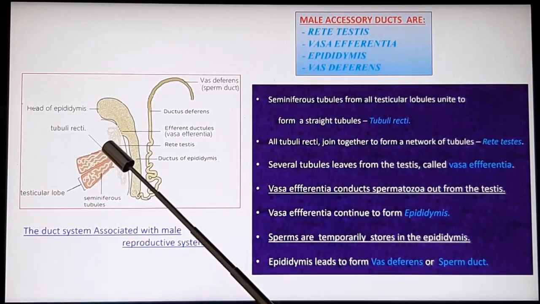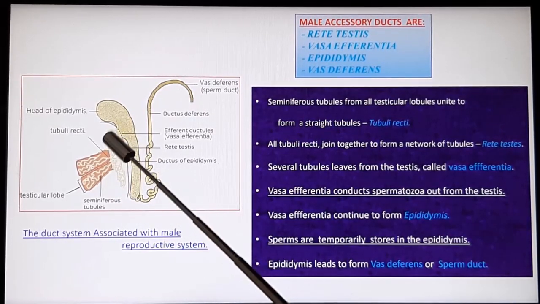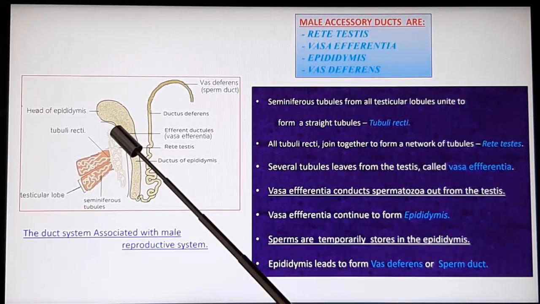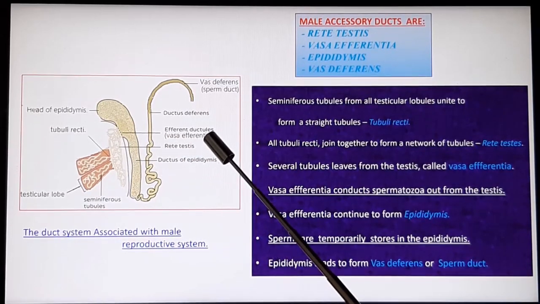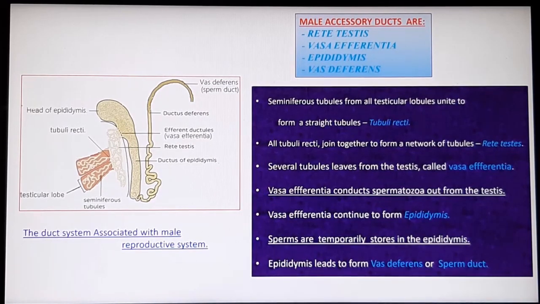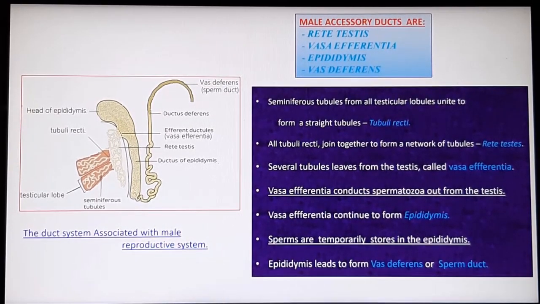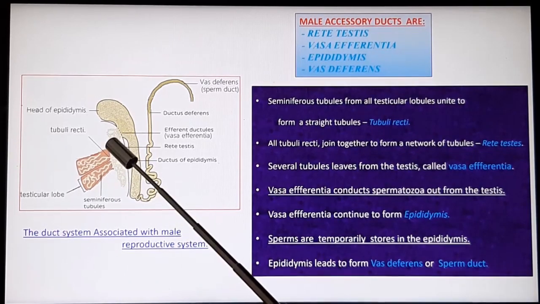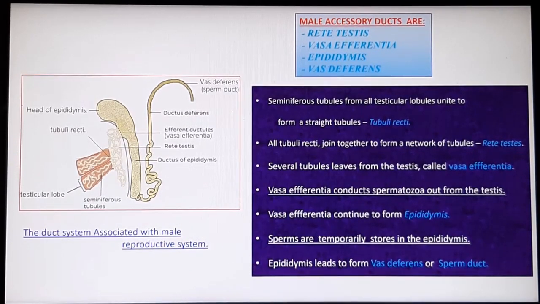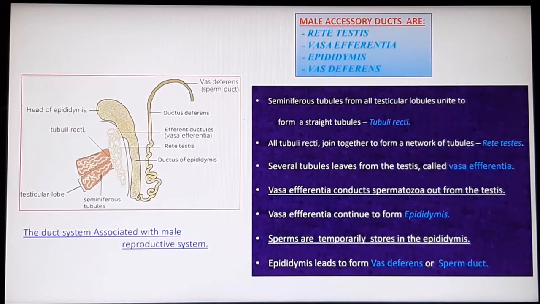And such tubules leave from the rete testis, outside the testis, and this portion is known as vasa efferentia or efferent ductules. The vasa efferentia's function is to conduct spermatozoa out of the testis. From the testis, it is sending out. The sperms are sent out from the testis through the vasa efferentia.